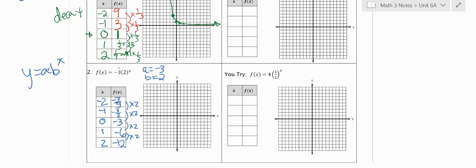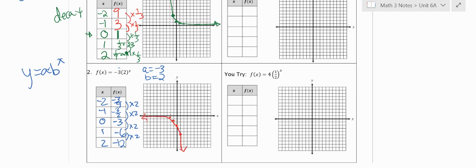So now if we were to go ahead and graph this out, negative 2 and negative 0.75 would be somewhere down here. Negative 1 and negative 1.5 would be in that third quadrant. We have 0, negative 3. 1, negative 6. And then 2, negative 12 would go off the graph. So we have something that looks like this.